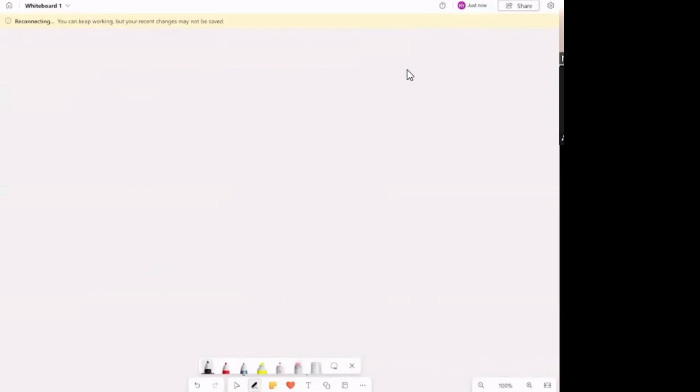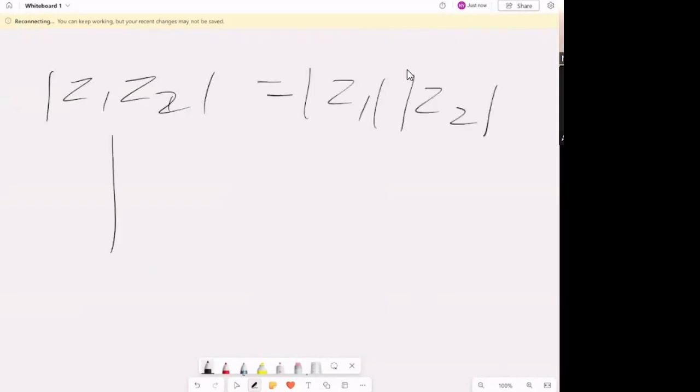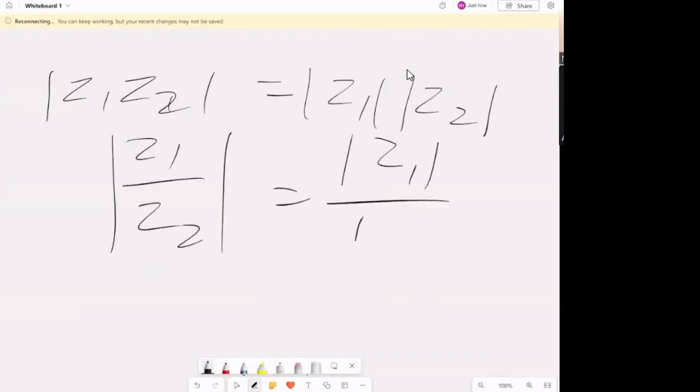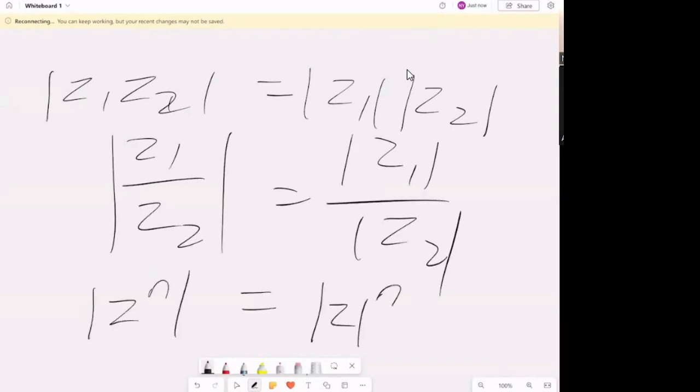So let's see if there's anything else I want to go through. Maybe some properties of modulus. Let's say we have modulus z1 z2, which is modulus z1 times modulus z2. Same thing if we have modulus z1 over z2, it's modulus z1 over modulus z2. Z to the power of n equals mod z to the power n. This one I just have to memorize.